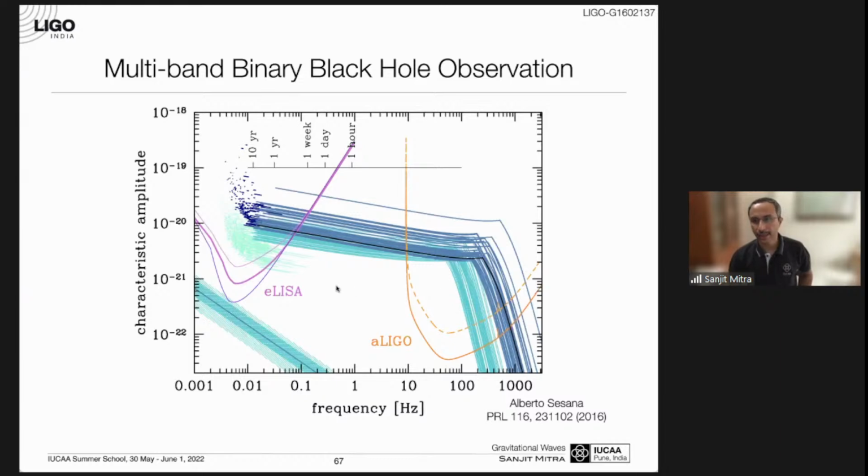LISA is going to fly in 2035. Ten years from then is like 2045. So maybe the third generation gravitational wave detectors will be operational by then. But again, if we want something in quicker terms, we may want a detector here.